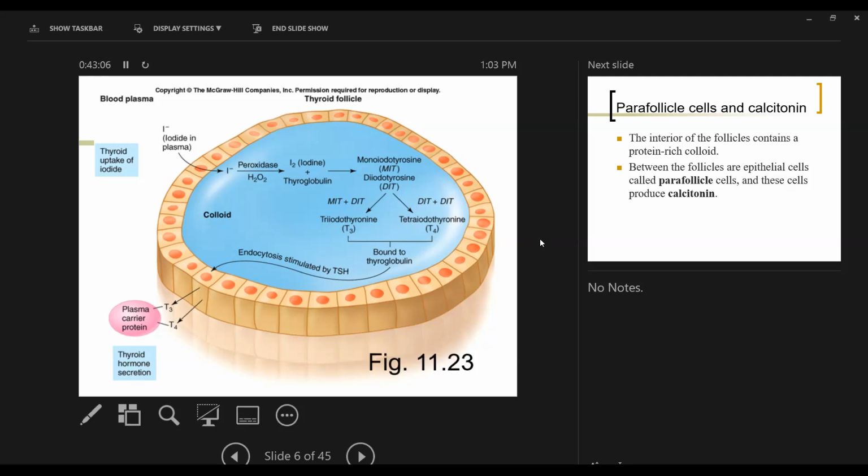If you have two iodines attached, that molecule is called thyroxine. If there's one iodine, it's called triiodothyronine, and these tyrosines are actually linked together. So there's two of them together. So this one is going to have 4 iodines on it. This one will have 3 because of the way these things get linked together.